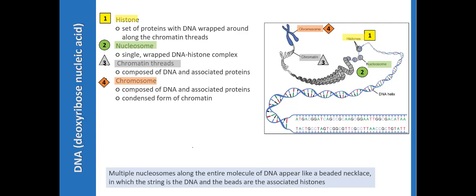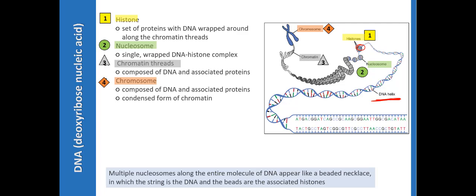So to start off with, when we talked about DNA before, you know that it's made out of nucleotides and it's organized into a double helix. So you've got two strands of DNA that are connected together in a double helix formation. A histone is a set of proteins with DNA wrapped around it along chromatin threads. And a nucleosome is defined as a single wrapped DNA histone complex.